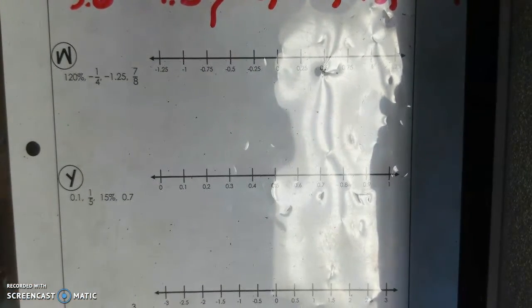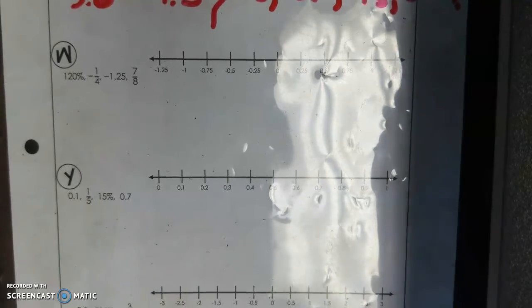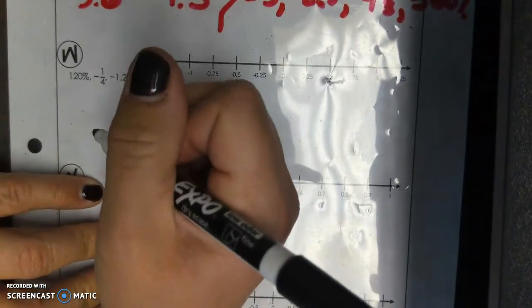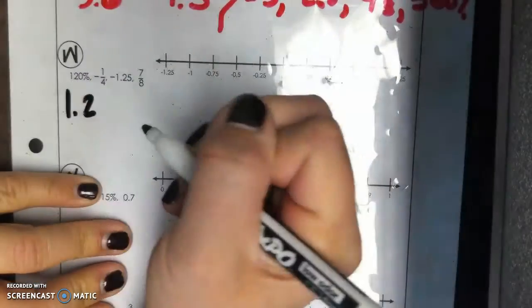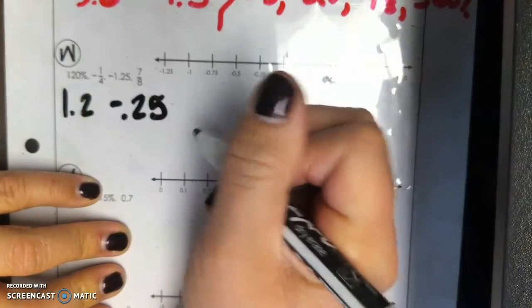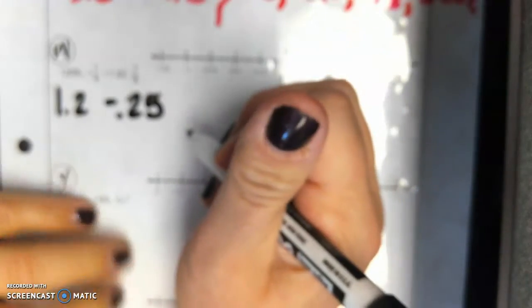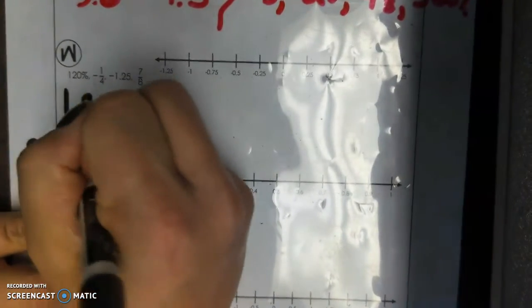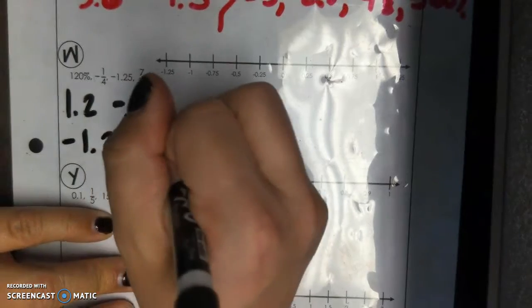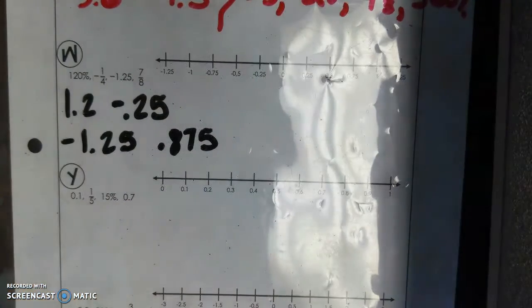Next problem. This is a lot. Actually, I don't know, we're kind of running out of time on this video. So, go kind of quickly. 120% is the same as 1 2/10. Negative 1/4 is the same as negative 25/100. Negative 1 25/100 is going to stay negative 1 25/100. And then 7/8, when I divide that out, I'm going to come out with 875 thousandths. All of these markers are bleeding together. I'm apologizing. So, go ahead and plot what we know.